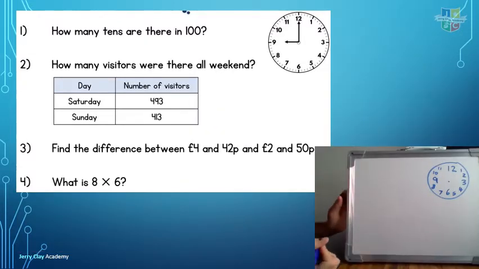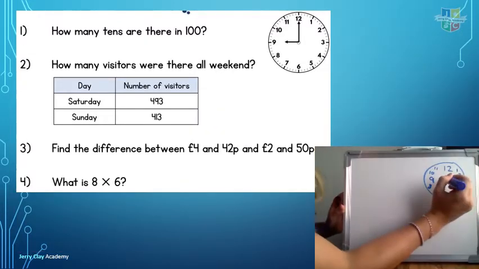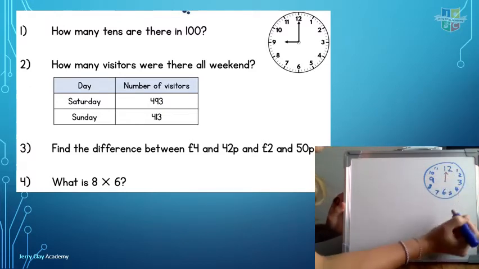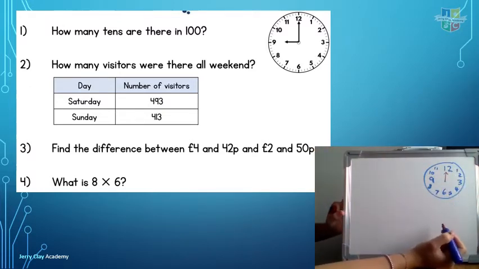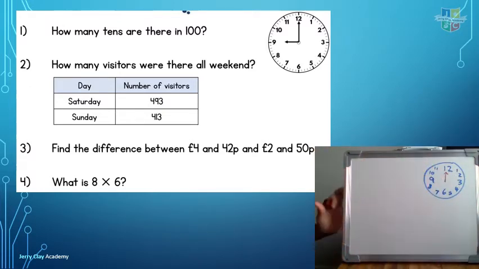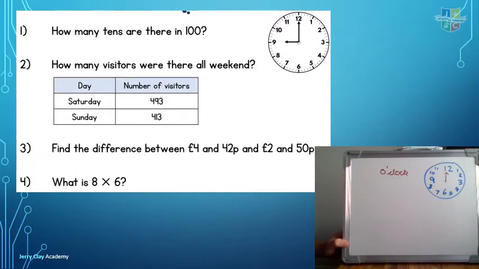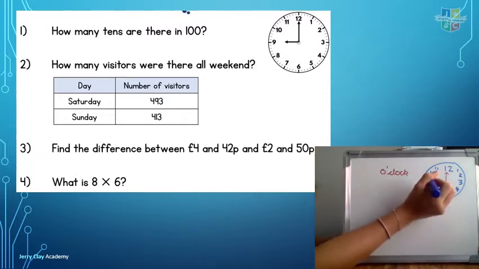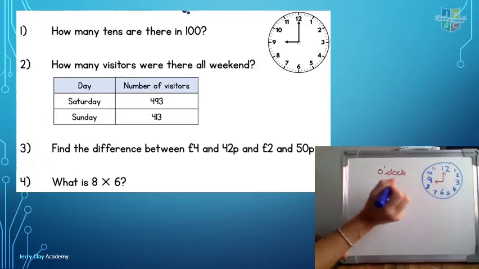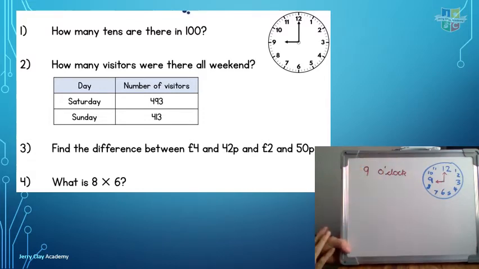Okay, so let's first of all start with the clock. If I look at my minute hand first, my minute hand is pointing to the 12 because it's my longest hand. So I know if the minute hand is at the 12, it's going to be o'clock. So it's going to be something o'clock. Now if I have a look where my hour hand is, which is the smaller one, it's pointing onto the 9. So we know it's going to be 9 o'clock.